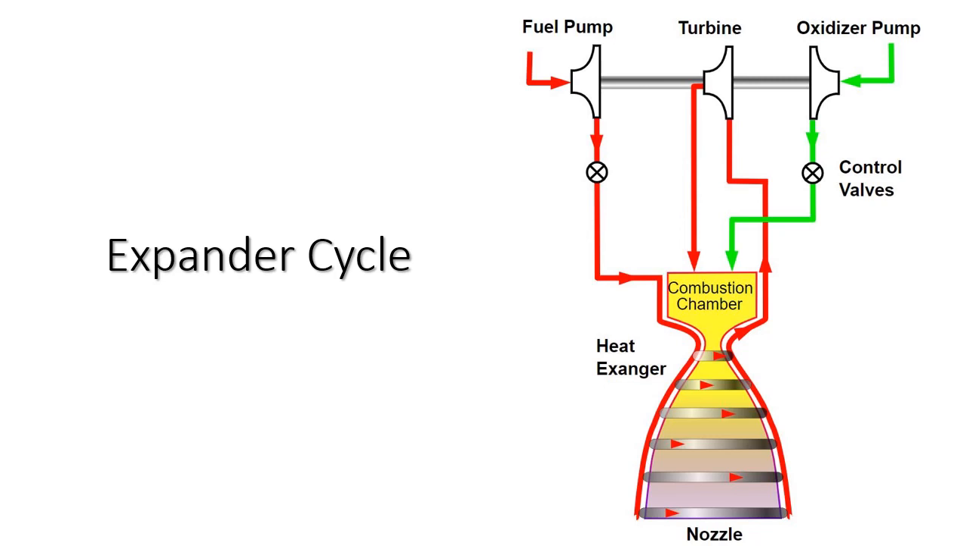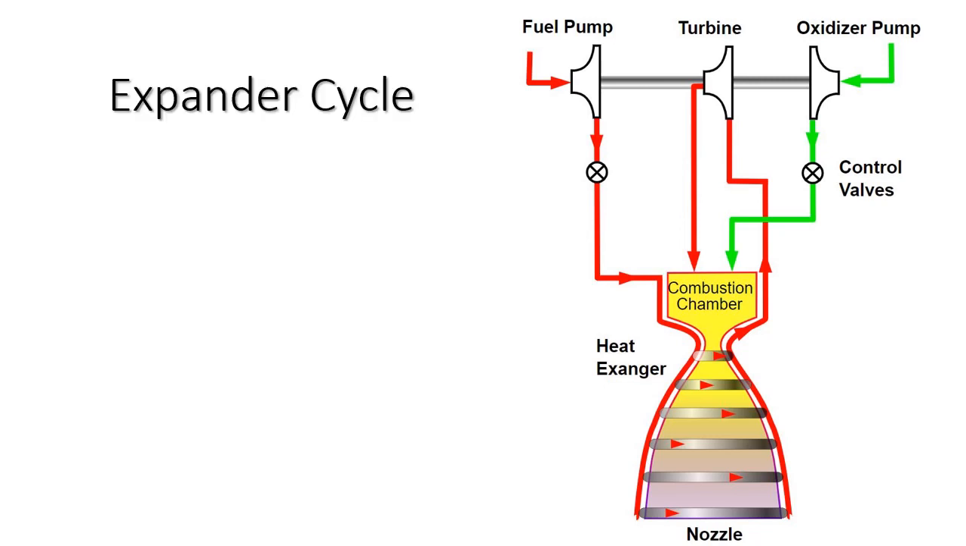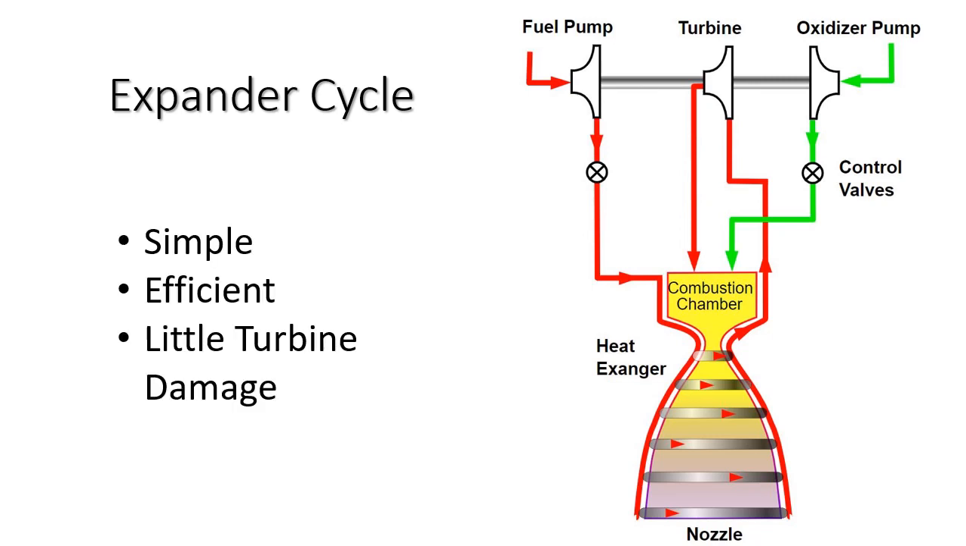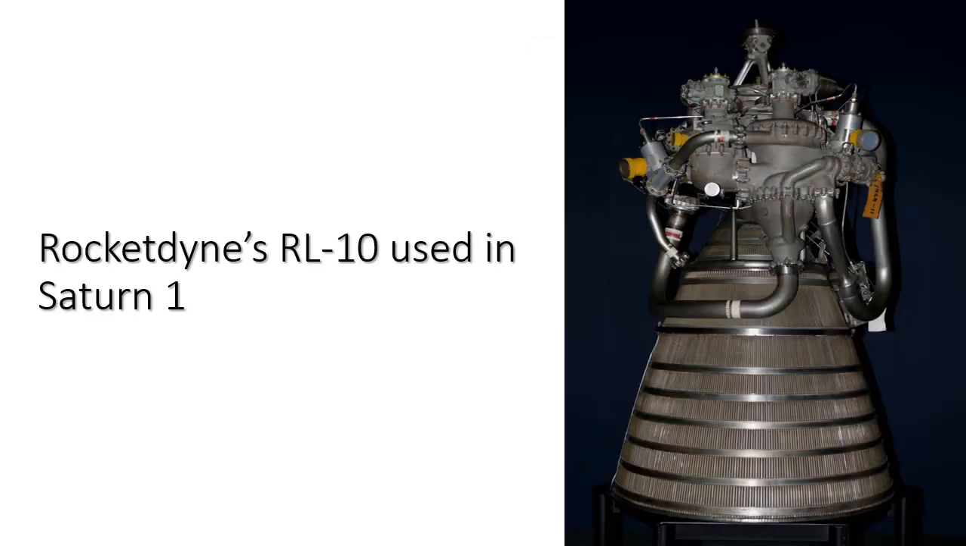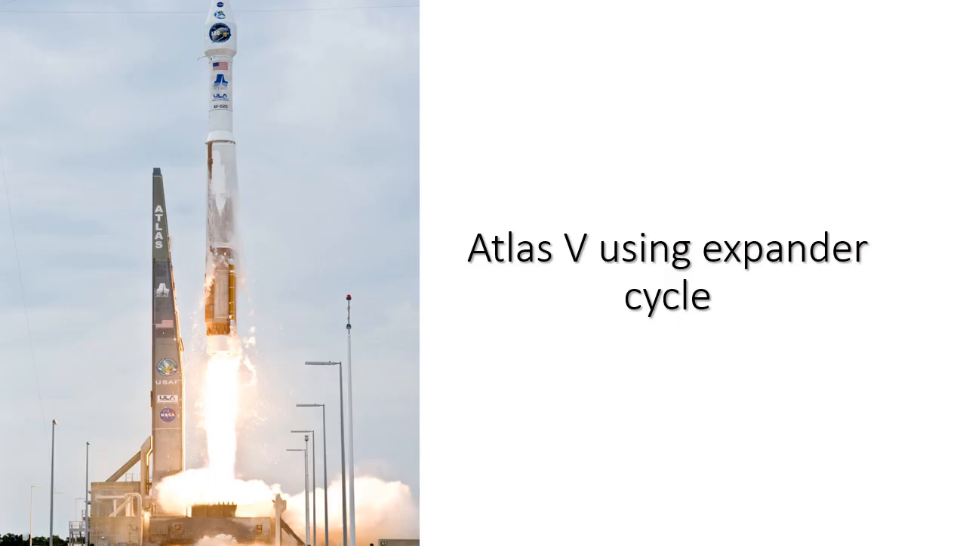Due to the gaseous state of both oxidizer and fuel, the combustion takes place more efficiently. This is why the expander cycle was used in many rockets, because of its simple, efficient design. There is also little turbine damage. Here is a picture of Rocketdyne's RL-10 engine used in the Saturn 1 rocket. A picture of Atlas V using the expander cycle.